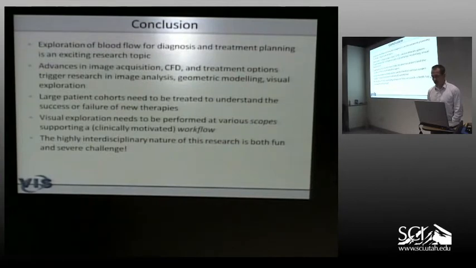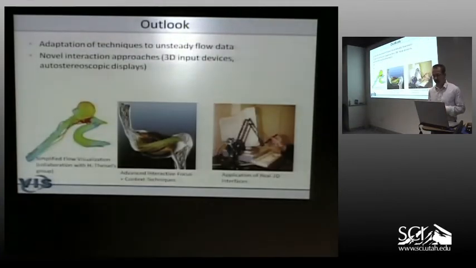To come up with good results, it's really necessary to consider not only, as we did so far, 10 to 15 patients, but larger cohorts, because there's such a large variability in these vascular diseases. Success or failure of new therapies can only be assessed by larger studies. The research which is necessary for this is highly interdisciplinary, and for me this is a lot of fun, but I know that it is also a real challenge, because people from very different disciplines have to work together in a very coordinated manner. A few remarks on what could be done in the future.